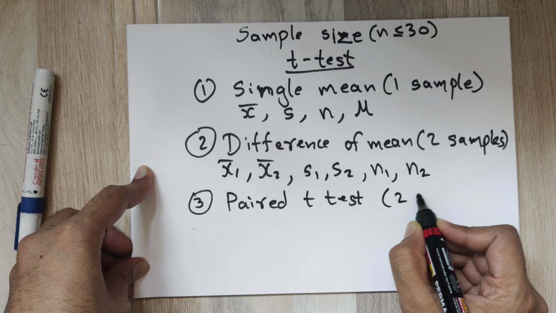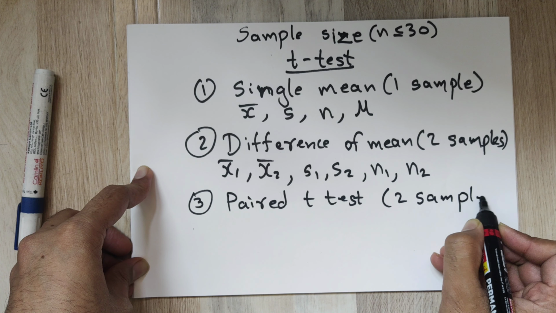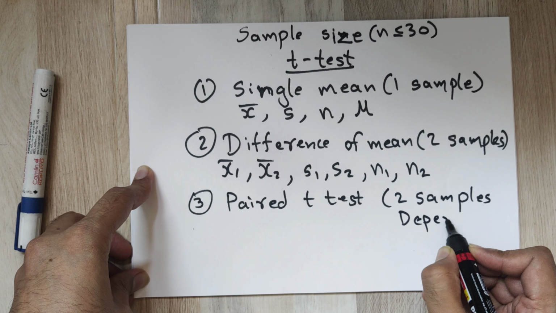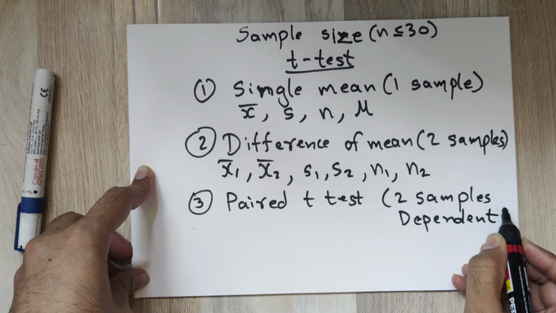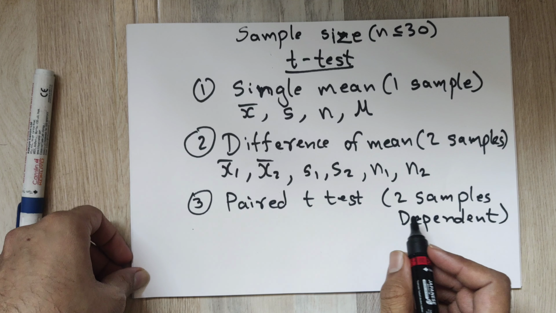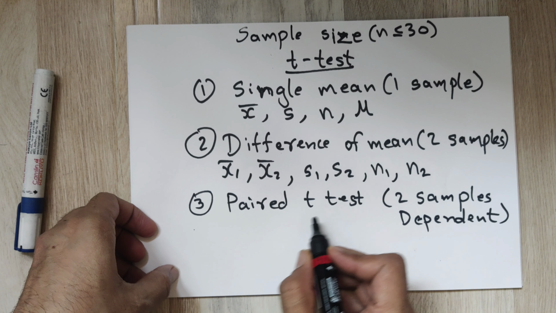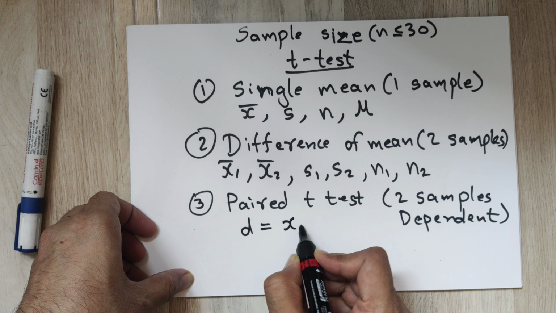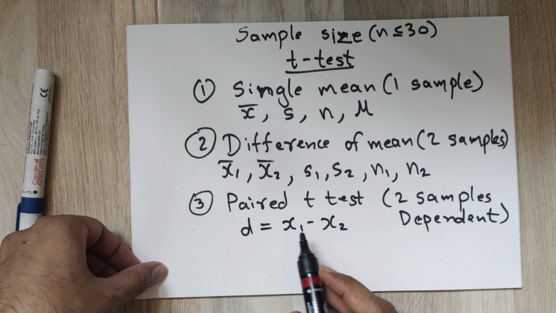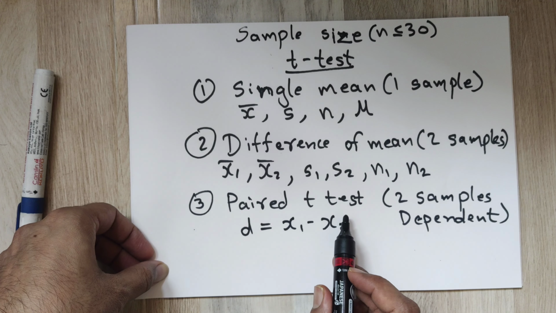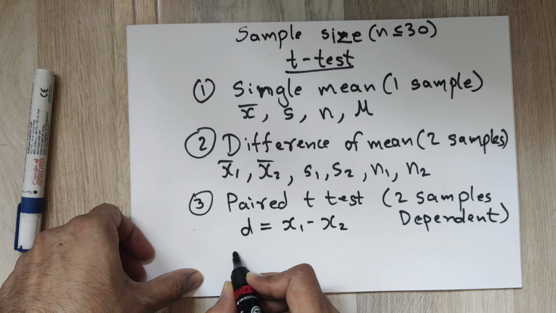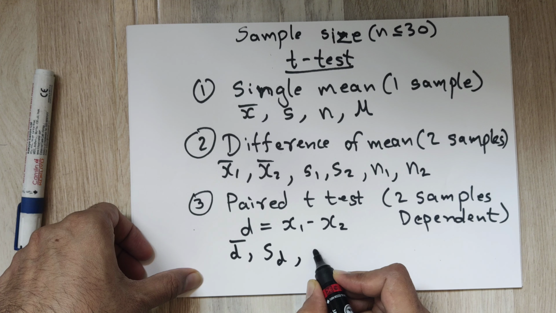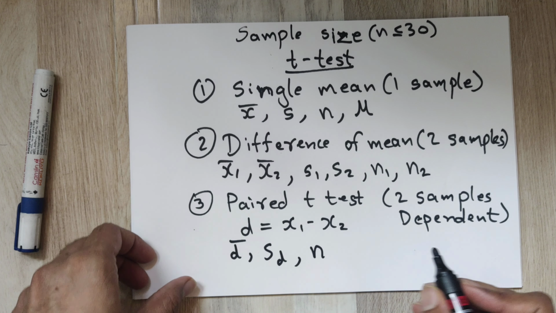So in this test also we have two samples, but this is applicable when the two samples are dependent, or you can say they are associated to each other. So in this case what we do is we try to convert our two samples into one sample by taking the difference. So our difference will be x1 minus x2. So we try to take the difference between the two samples and then we calculate the mean of the difference, standard deviation of the difference, and the sample size n.